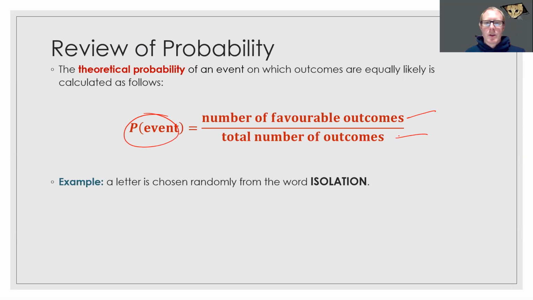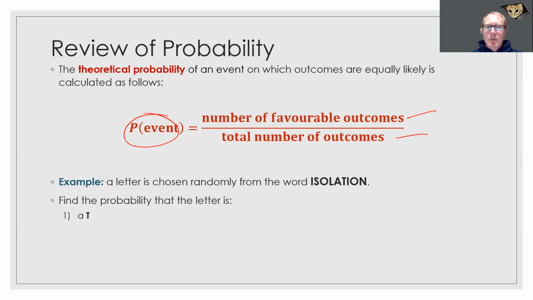So I've got the word isolation, and I want to know what's the probability of me choosing the letter T out of this word isolation. So we'll pretend that the letters are all written on a piece of paper and they've all been put into a bag and they've been mixed up. And what's the probability of me choosing the letter T out of all those letters?